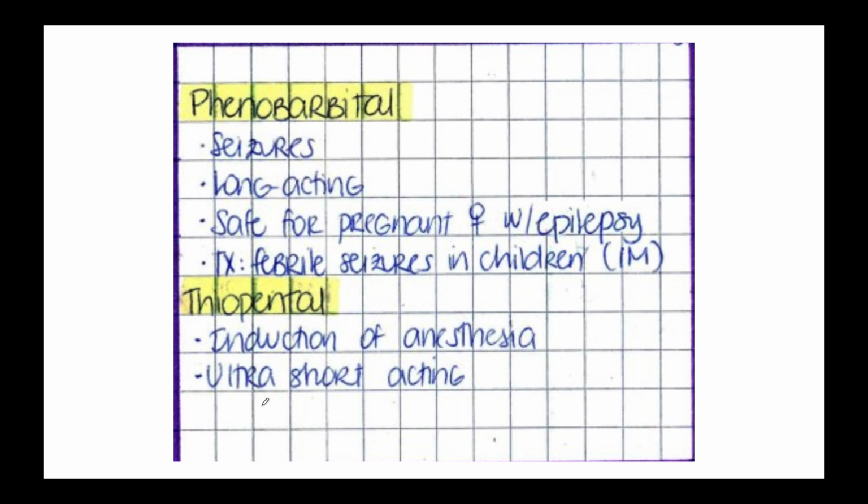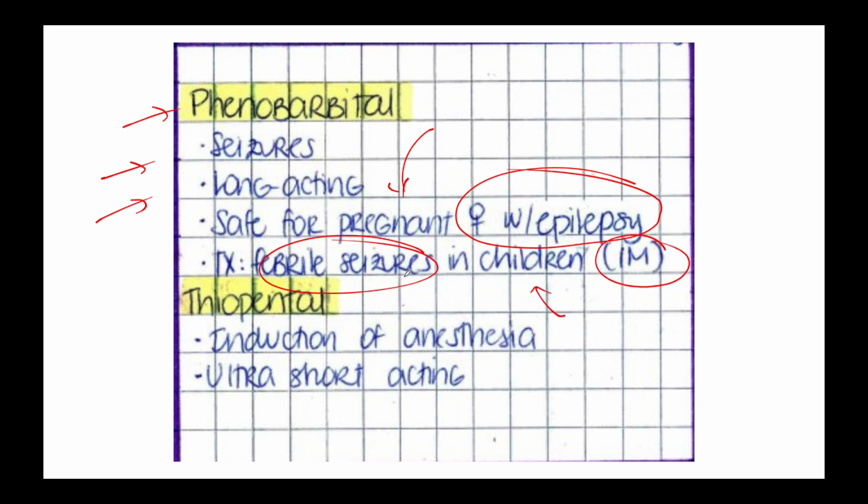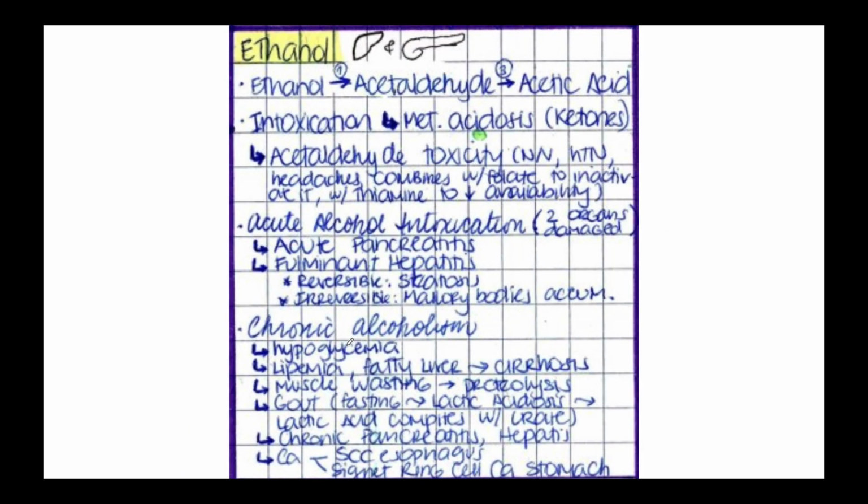Now, how about phenobarbital? Let us talk about the barbiturates. Where do we use the barbiturates? Phenobarbital is used for seizures. It is long acting. It is safe for pregnant women with epilepsy. If there is pregnancy and epilepsy, phenobarbital is absolutely safe. Similarly, for treatment of febrile seizures in children, intramuscularly we can use phenobarbital. Then how about thiopental? All of you know, this ultra short acting barbiturate is used for the induction of anesthesia, is what you should remember.